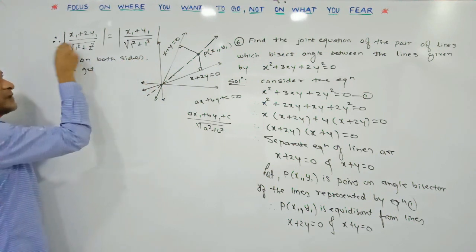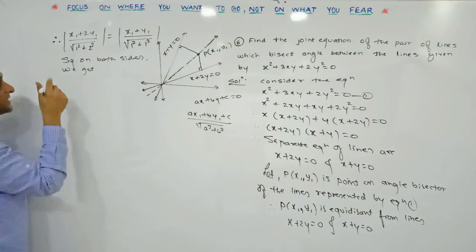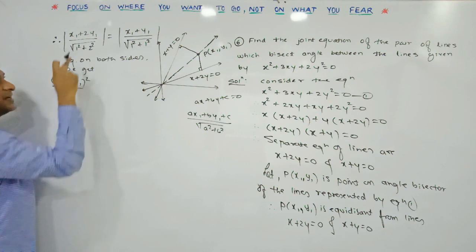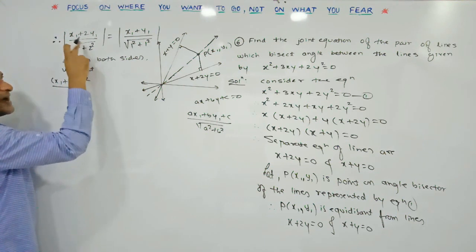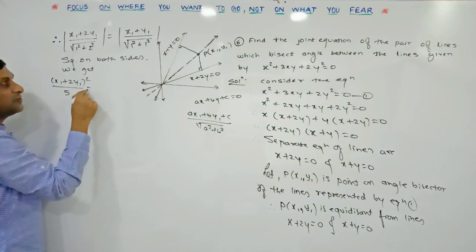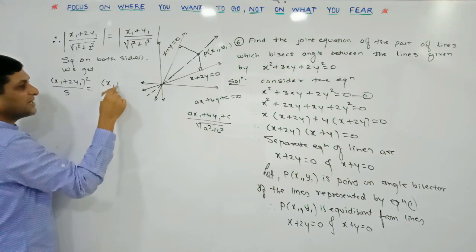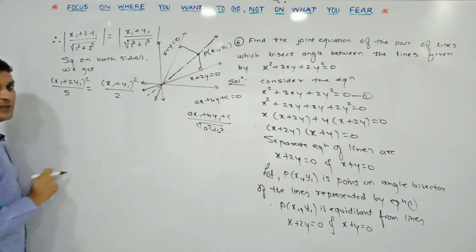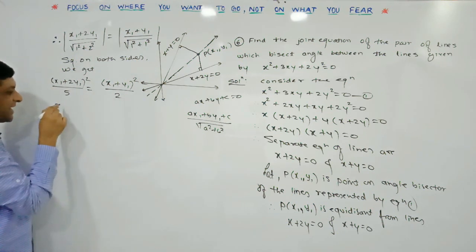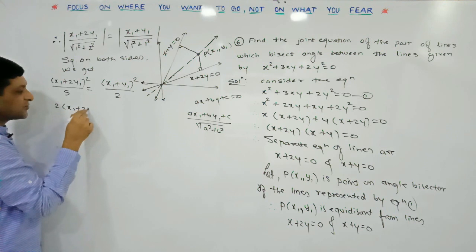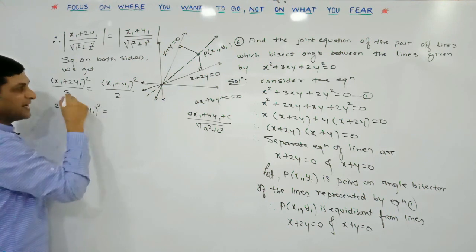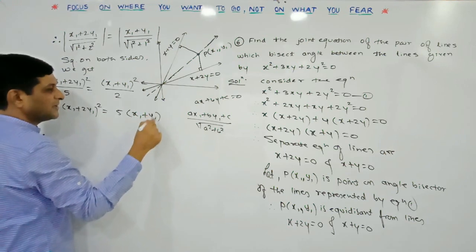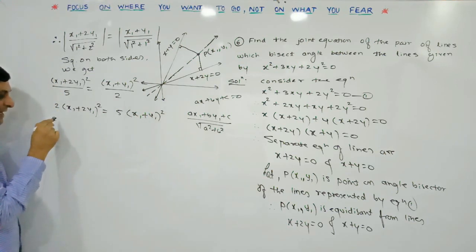So on this side, if we are taking square, the mod will get eliminated, and here we will get (x1 + 2y1) whole bracket square, and in the denominator we are getting root 5, and the square of root 5 is equal to 5. Here we will get (x1 + y1) whole bracket square divided by the square of root 2, which will be equal to 2. 2 will get multiplied on this side, 2(x1 + 2y1) whole bracket square, and 5 will get multiplied on this side, 5 into (x1 + y1) whole bracket square.